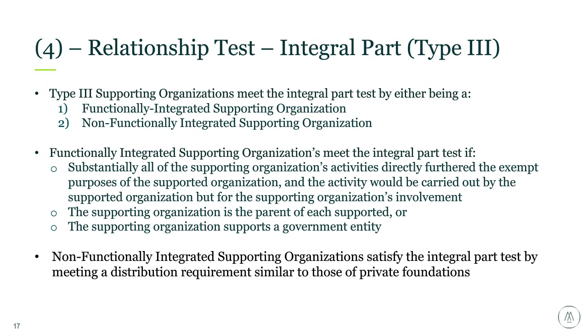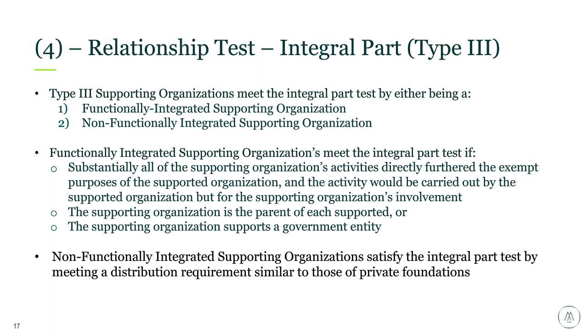Now, as we've highlighted previously in this course, there are two distinct types of Type 3 supporting organizations. First is the functionally integrated supporting organizations, and second is the non-functionally integrated supporting organizations. Now, functionally integrated supporting organizations meet the integral part test most commonly with what we refer to as the but-for test. In essence, these organizations engage in activities for or on behalf of the supported charity. The crux of this test is the requirement that, but for the involvement of the supporting organization, the supported charity would normally engage in the activities itself.